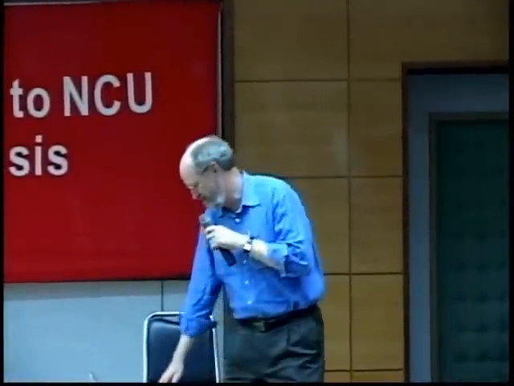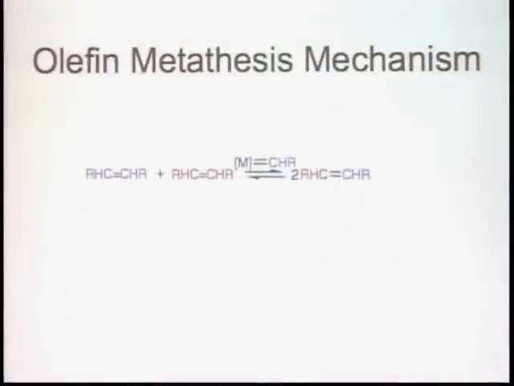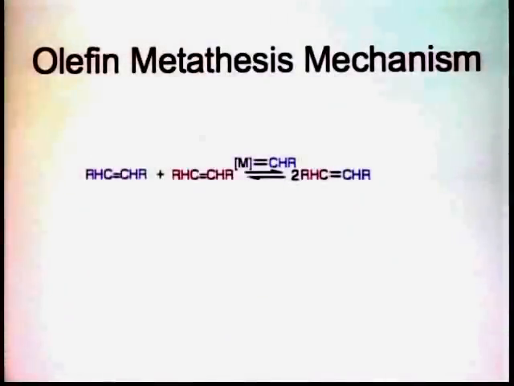Okay, so metathesis. What's olefin metathesis for the non-chemist? So we'll do a few minutes and then I'll tell you. So it turns out that what we do in organic chemistry is we make organic molecules, and organic molecules are made of carbon and hydrogen and lots of other things.